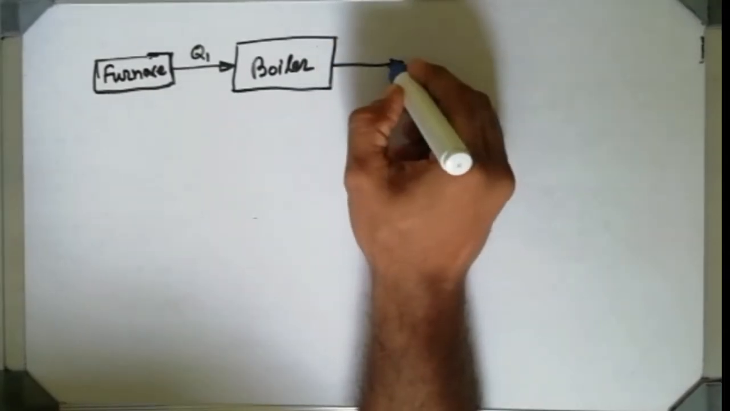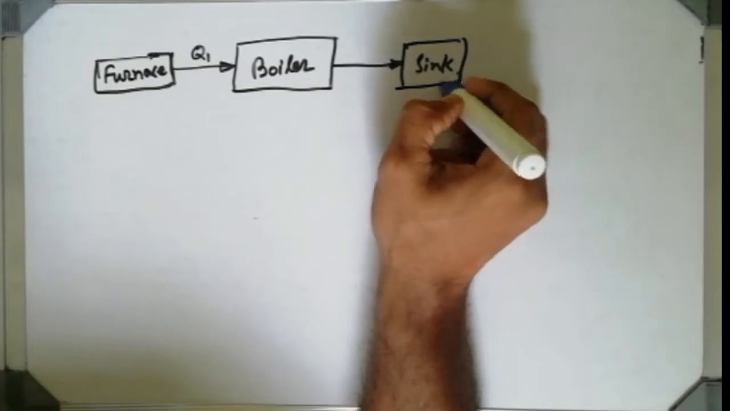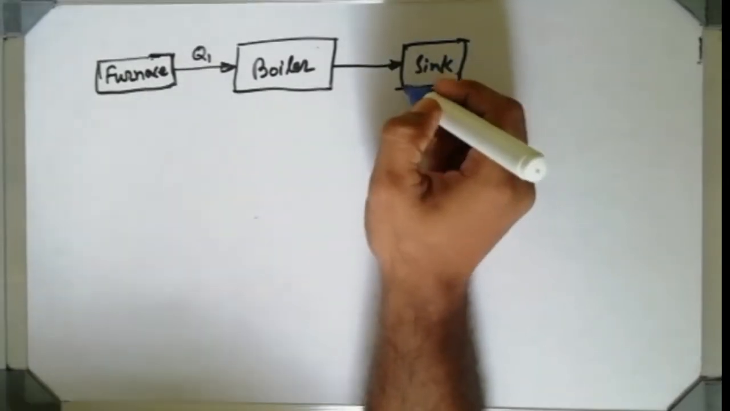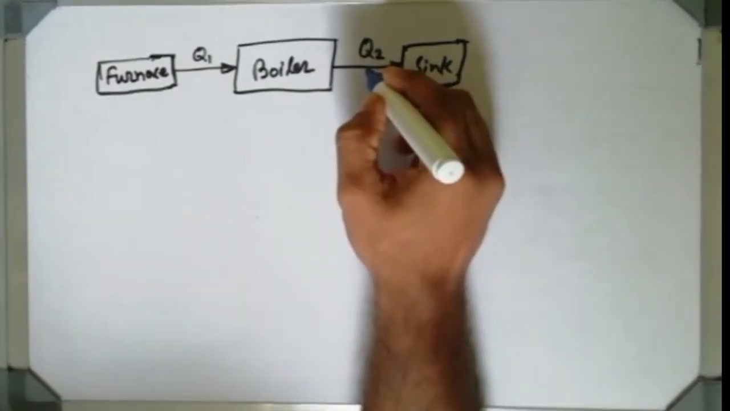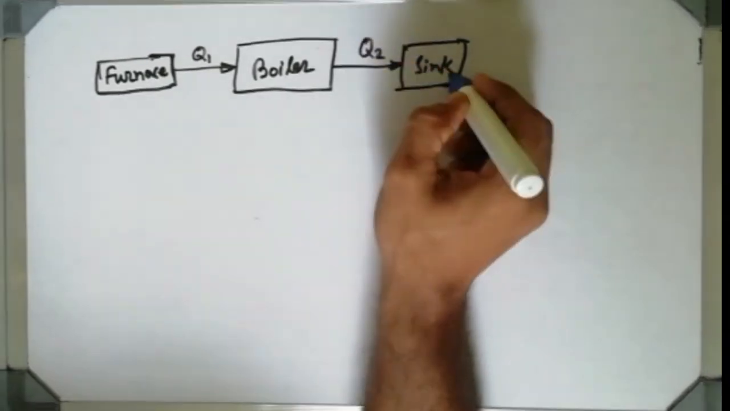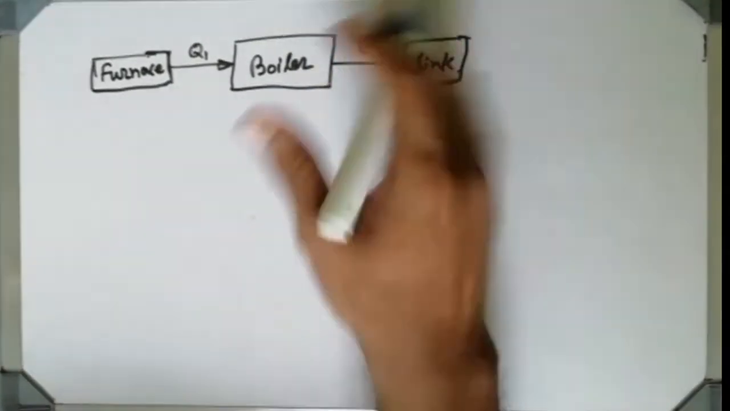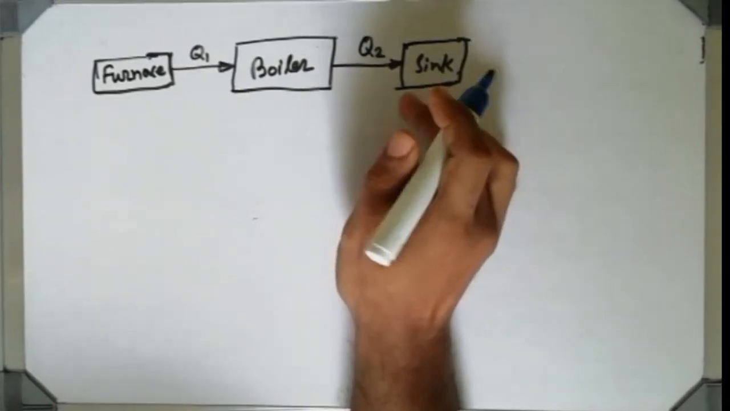Then from the boiler, that heat is being rejected to the sink. We can consider the sink like atmosphere. Then what amount of heat is rejected, that is Q2. I have represented in the Rankine cycle by Q2, that is the amount of heat rejected. Sink means where the heat is being exhausted. We consider the sink here like atmosphere.